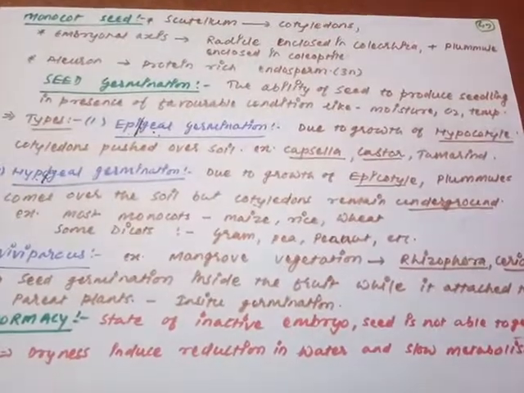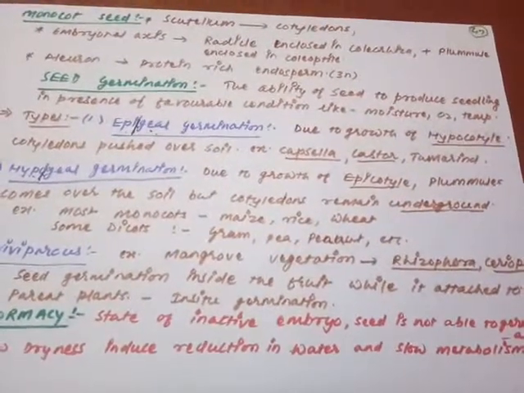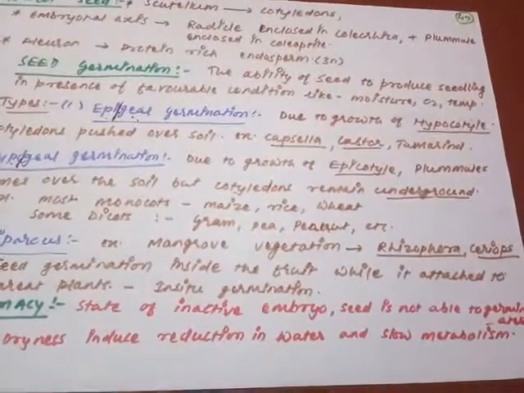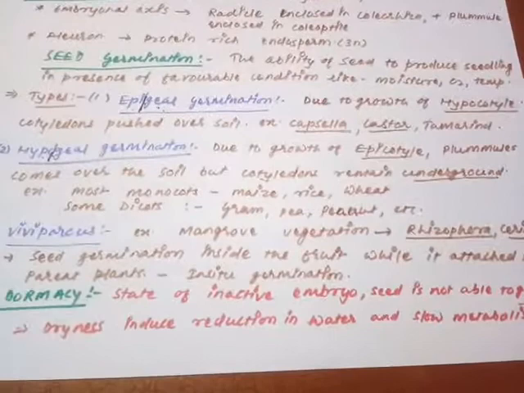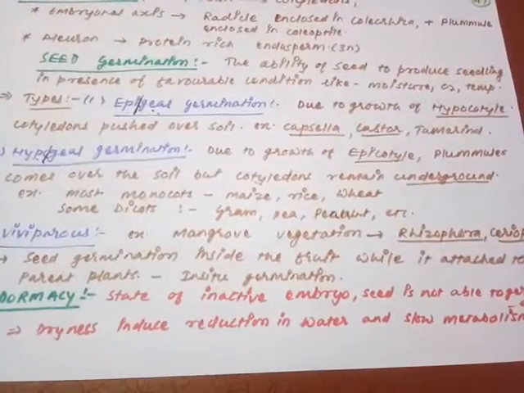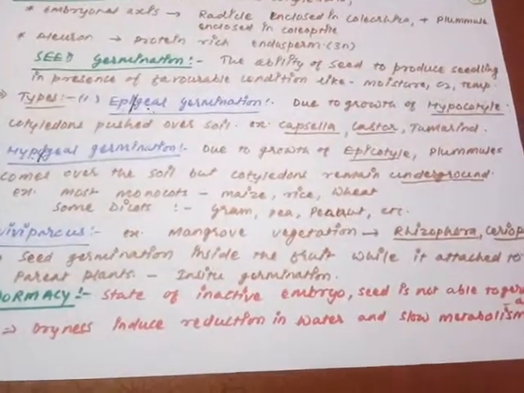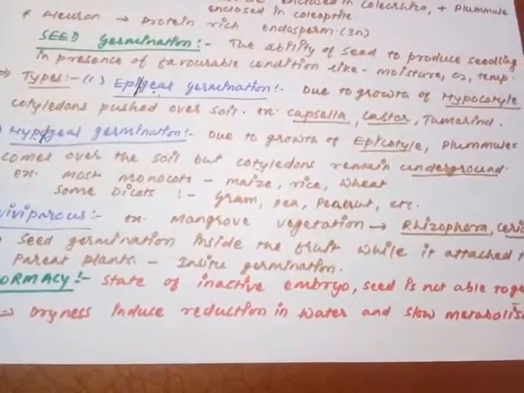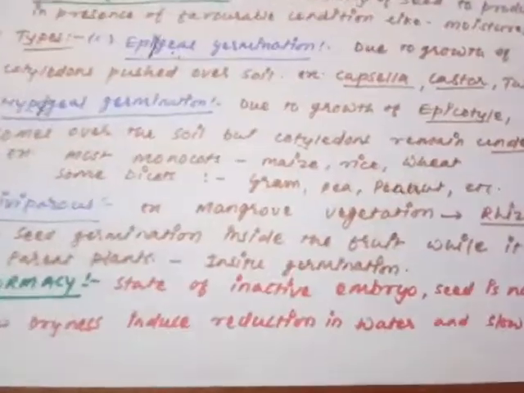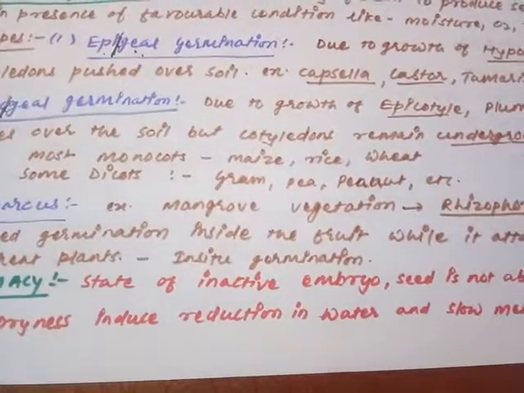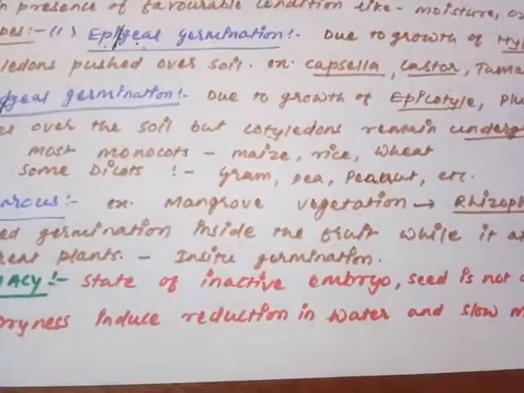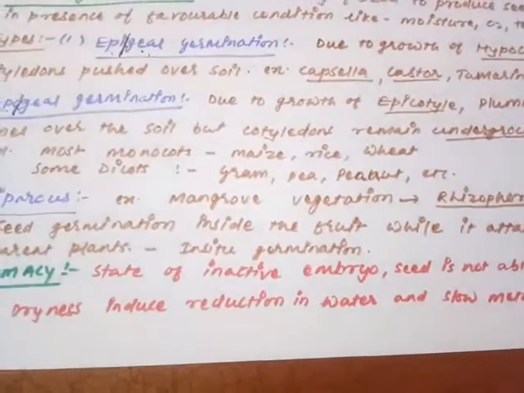Remember, the type of germination is not based on the plumule and radicle. Instead, it is based on the location of the cotyledon, where the cotyledons are present. In hypogeal, the cotyledon remains inside the soil, but the plumule comes out due to the growth of the epicotyl. In epigeal, the cotyledon comes out due to the growth of the hypocotyl. Most monocots have hypogeal germination, and some dicots also, like gram, peanut, etc.